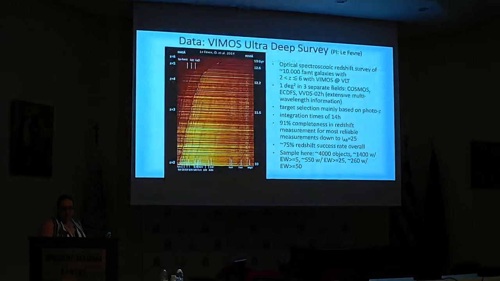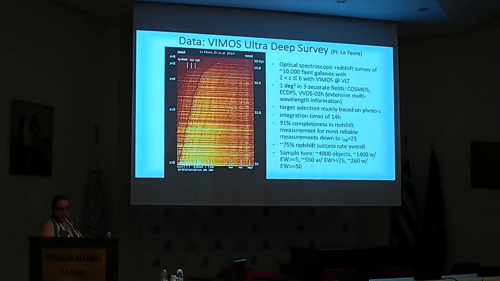What we are doing now is using the VUDS Ultra Deep Survey, which is an optical spectroscopic redshift survey of about 10,000 faint sources between redshift 2 and 6 taken with the VIMOS spectrograph at the VLT. The survey covers about 1 square degree in 3 famous fields, COSMOS, ECDFS, and the VVDS 2-hour field, which conveniently have a lot of multi-wavelength information available. The target selection is mainly based on photometric redshifts, so obviously not all sources observed in the end are at that high redshift, but the majority is. And we get about a 75% redshift success for the survey.